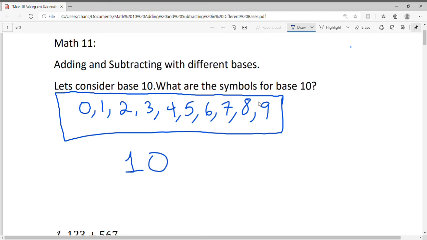If I have another number, let's say 57, this represents 5 tens and 7 ones. So that's how our system works. We have to go to the next position to increase our number, but we use the same characters. We use 0 through 9, and that's it for base 10.